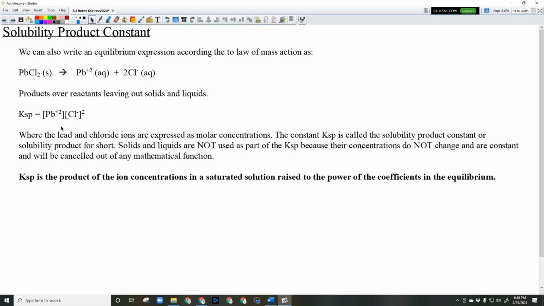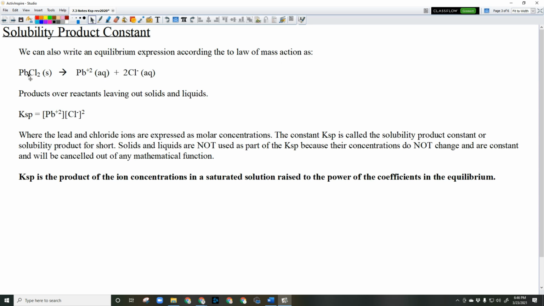Okay, so from this, we're going to talk about now the solubility product constant. And we can also write an equilibrium expression for this according to what's called the law of mass action. And it involves some calculus, but I'm not going to show you that. We don't need to know the calculus. We don't need to know how this is derived. We just need to know what it is.